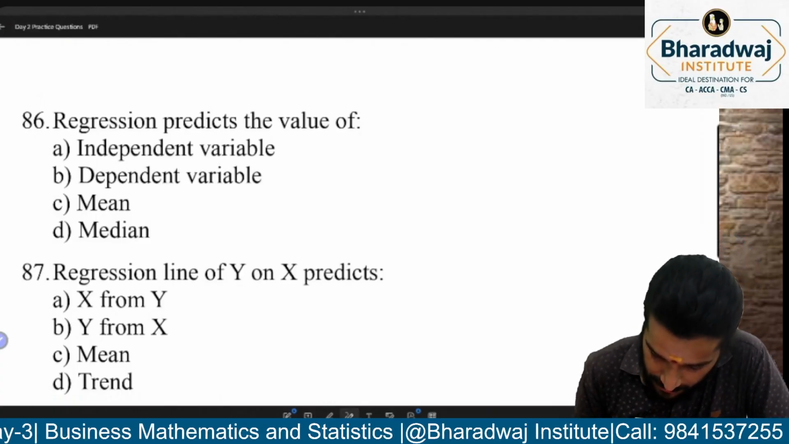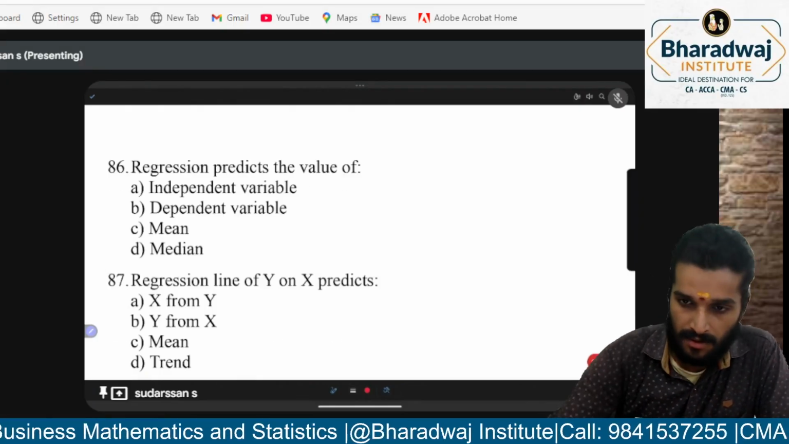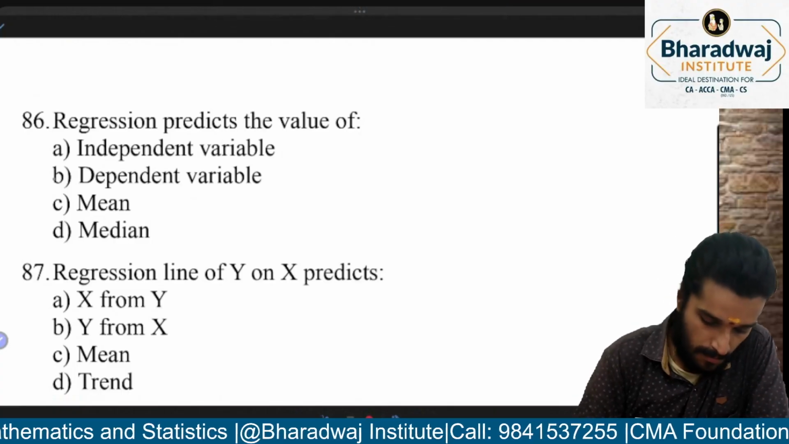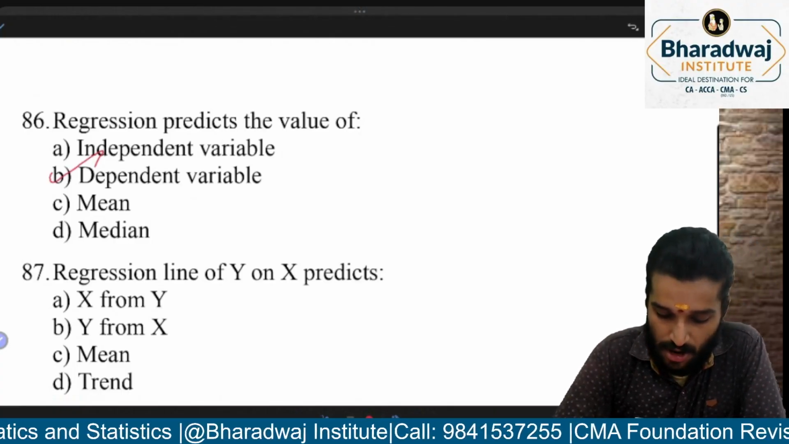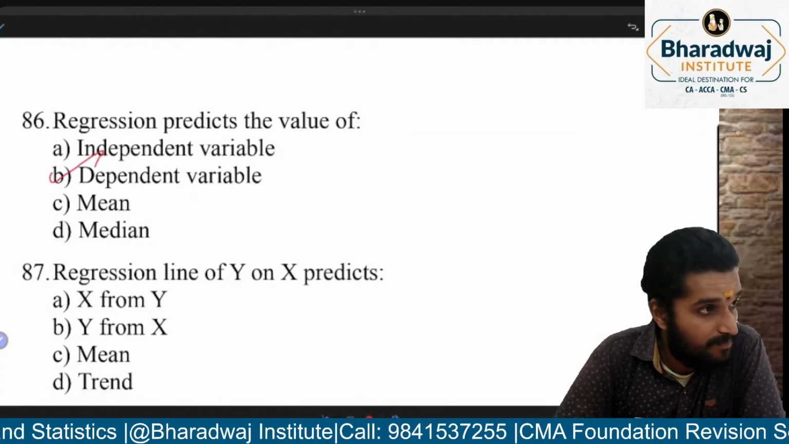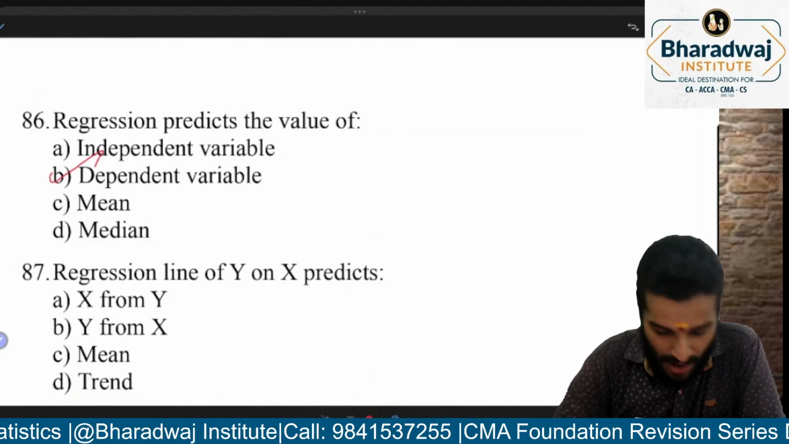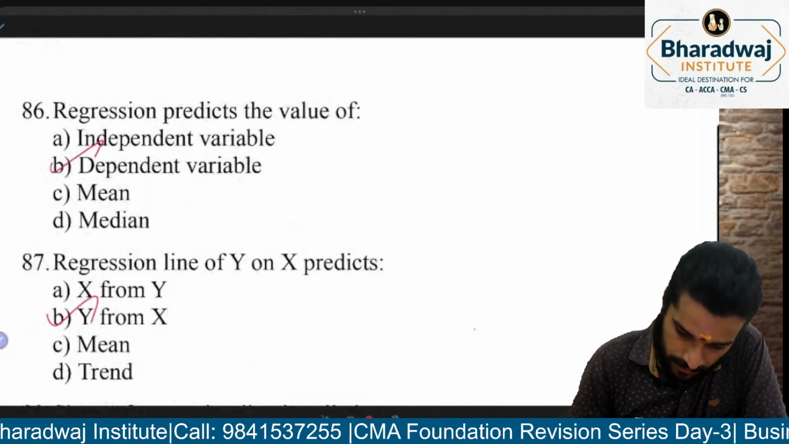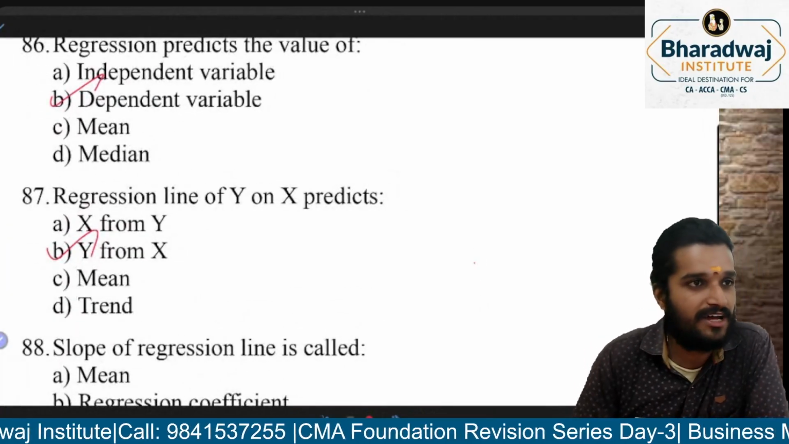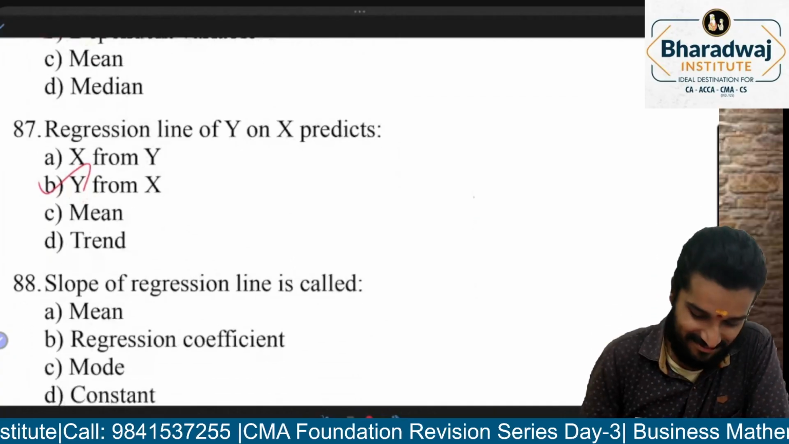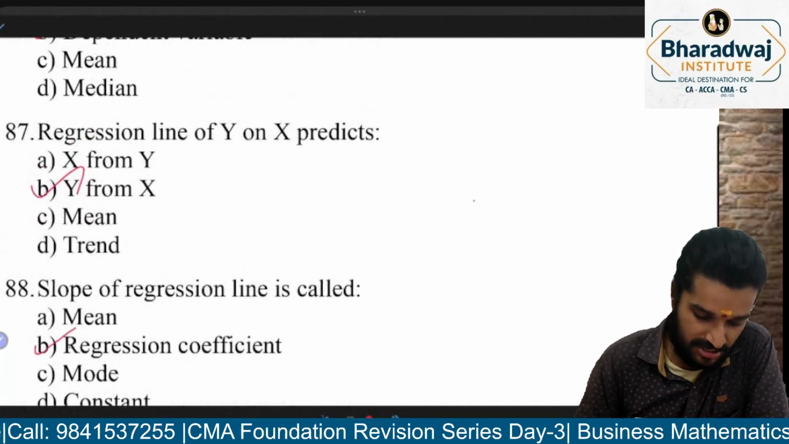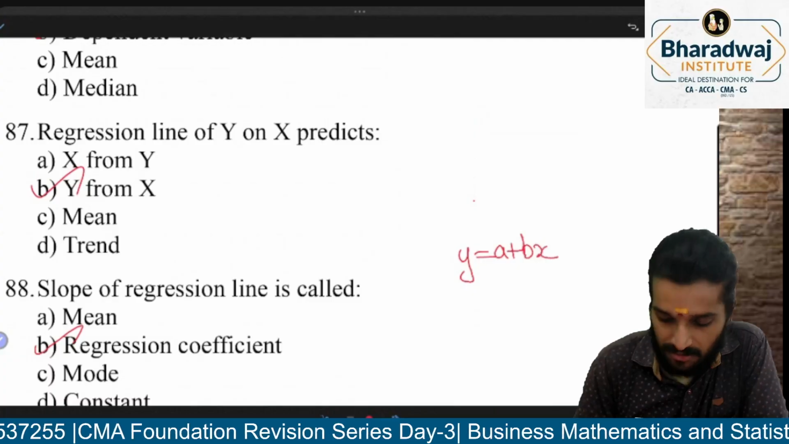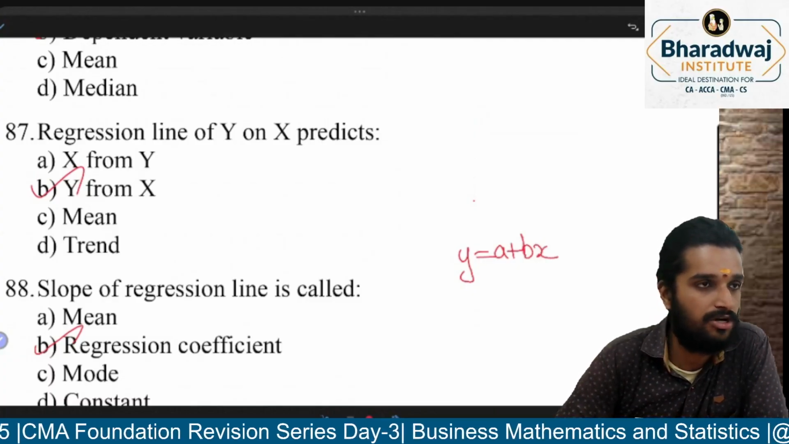Regression line of y on x predicts y from x. Slope of the regression line is called the regression coefficient. Slope of y equal to a plus bx, that is what we have found, right? That is the regression coefficient of y on x, right?